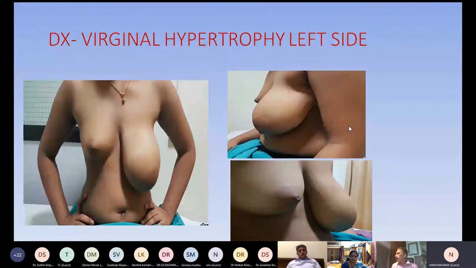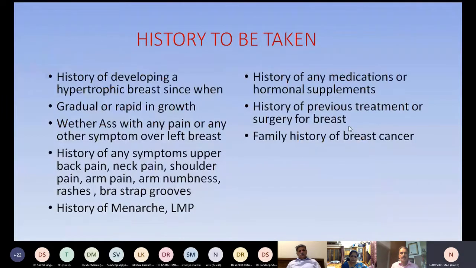The history to be taken for this patient is: since when the breast has been hypertrophic, whether the growth is gradual or rapid, and whether there is any pain or any symptom over the left breast, such as upper back pain, neck pain, numbness, and bra strap bruising. I will ask the history of menarche and last menstrual period, any medications or hormonal supplements, previous treatment or surgery for the breast, and family history of breast cancer.